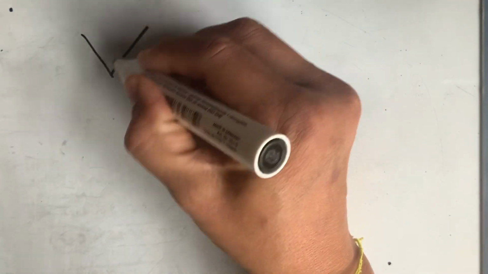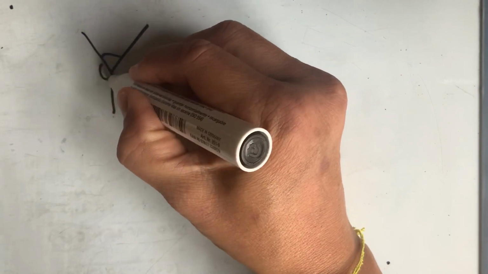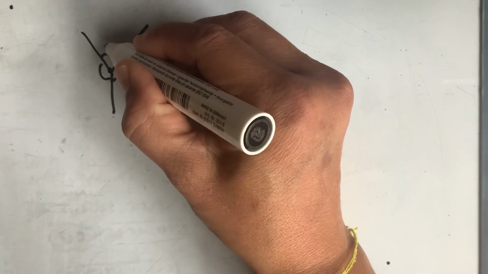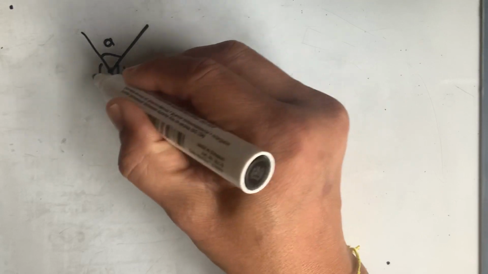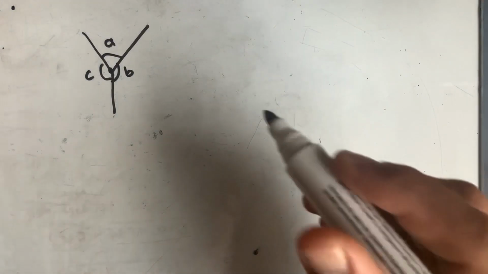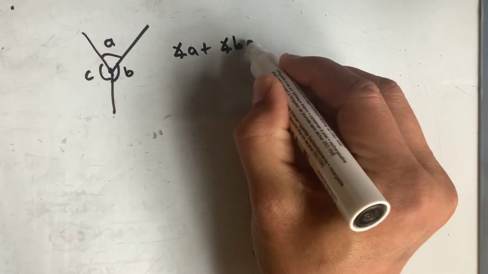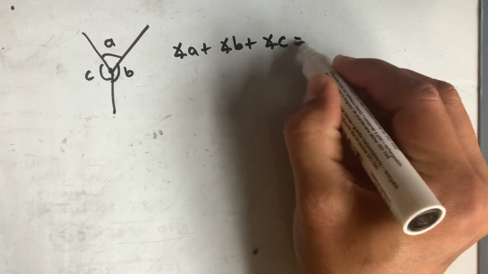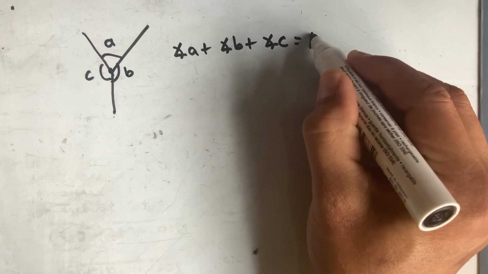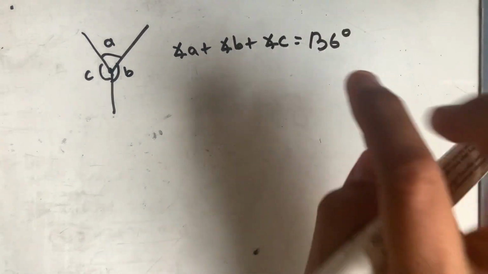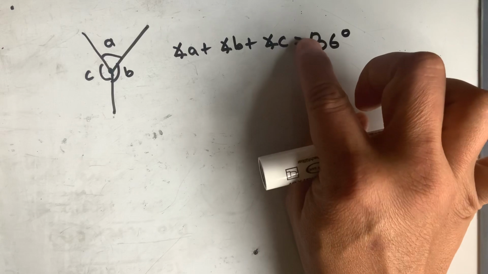So for example, if you have a point and they meet at a point, you have A, B, and C. The first theorem says that angle A plus angle B plus angle C, they must add up to 360 degrees. Sorry about that. They must add up to 360.